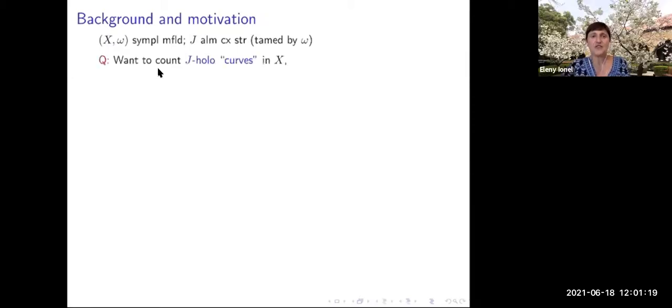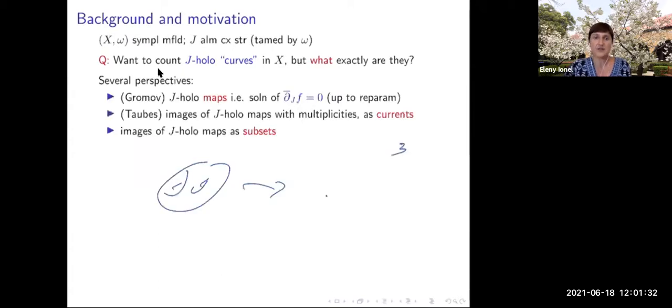So what we want to do is count J-holomorphic curves, pseudo-holomorphic curves, in this symplectic manifold X. But really, what exactly does it mean, a curve? Actually there are several perspectives you can think of. What could a curve be?